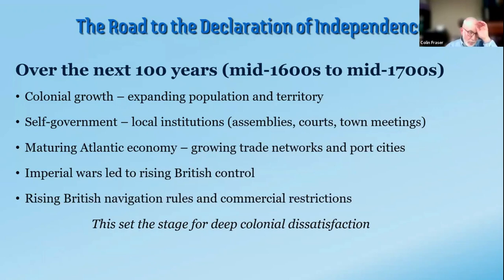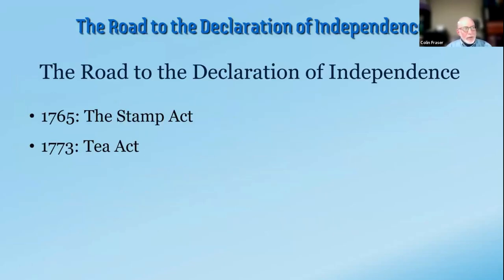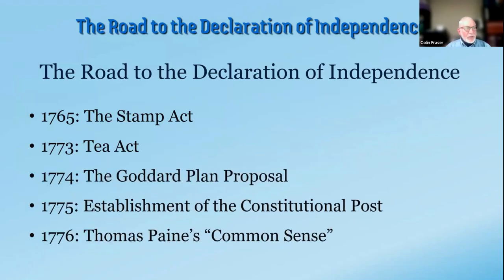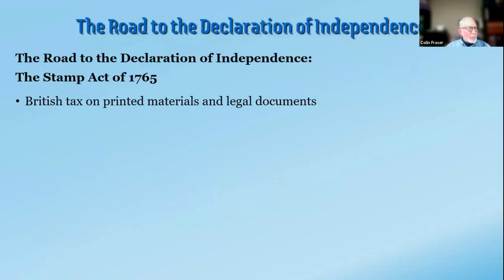And there's two events that triggered the worst of the responses. The first in 1765 was the Stamp Act, followed 8 years later by the Tea Act. Some other events on the road to the Declaration are the Goddard Plan proposal, and we'll get into that in a minute, the establishment of a colonial post office not under the control of the King of England, and finally Thomas Paine's Common Sense.